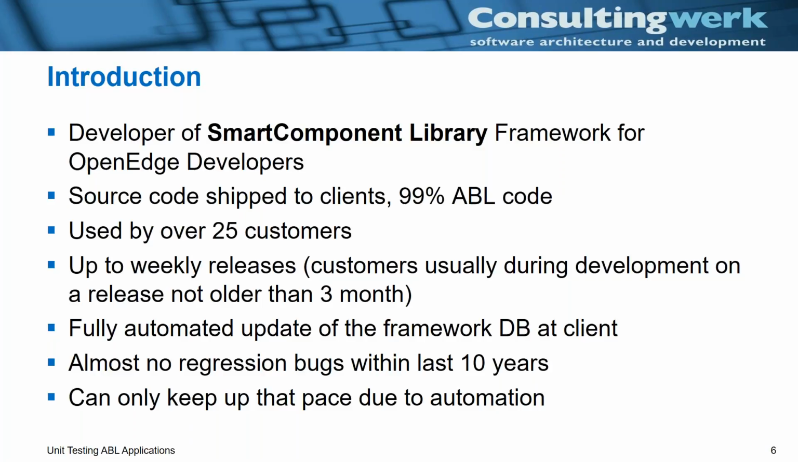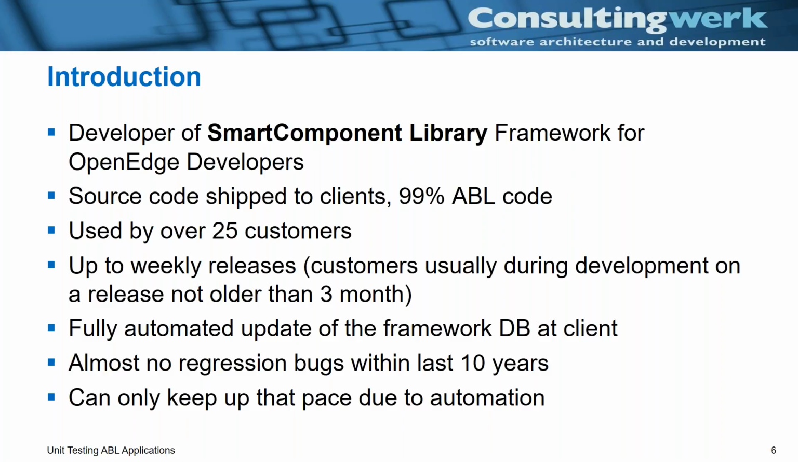So I mentioned this in the beginning. We're the developer of developer tools. The Smart Component Library is our framework that we deliver to customers. Well, we need to update the slide. It's used by way over 30 customers right now. We're shipping the source code of the framework to our customers. We always want to be able to use our framework as a sample of clean OpenEdge code and good coding standards. But it also needs to function. Nobody wins with code that looks pretty but doesn't produce the right results.